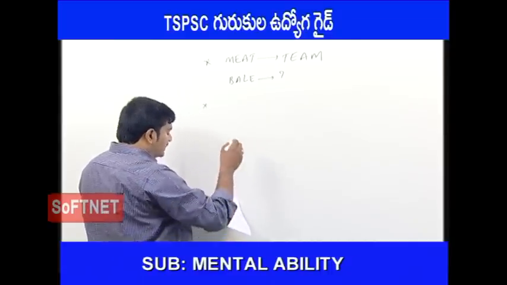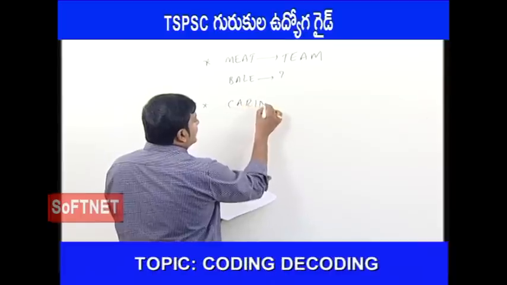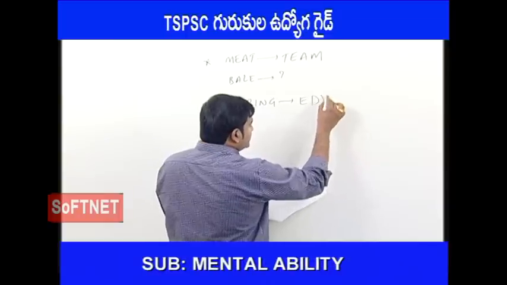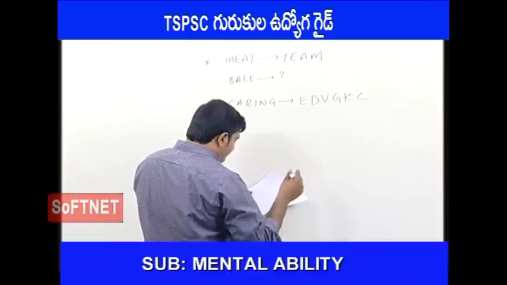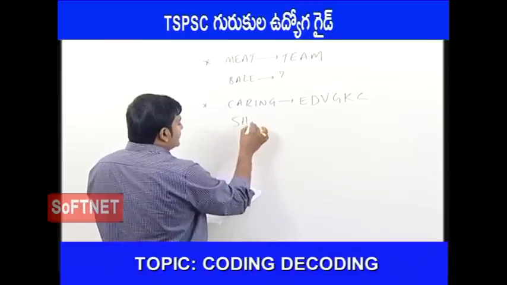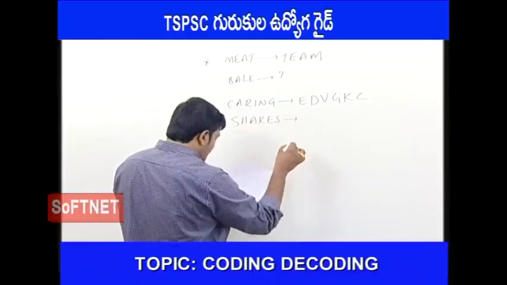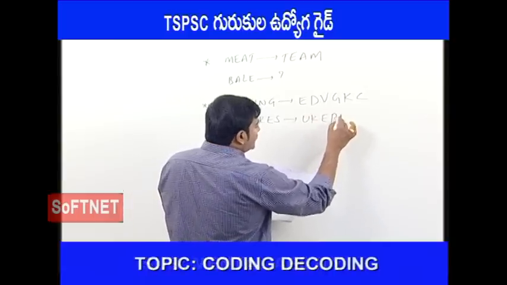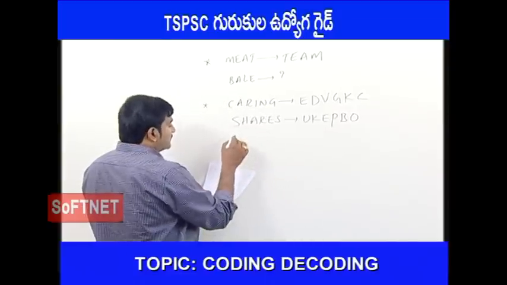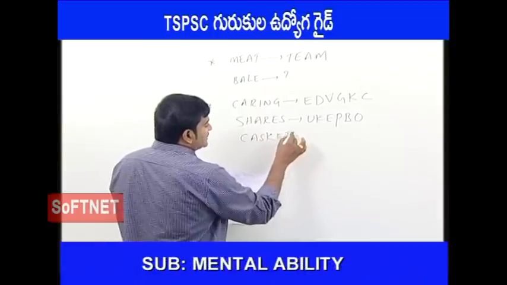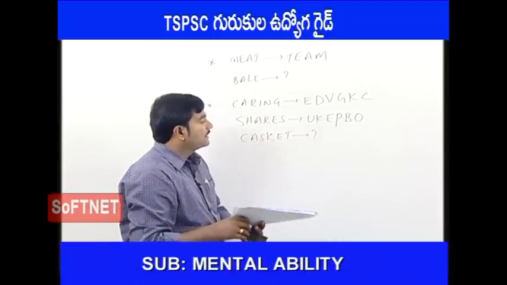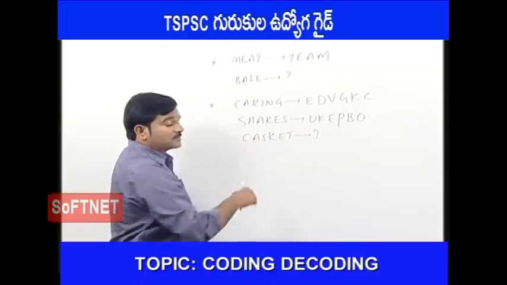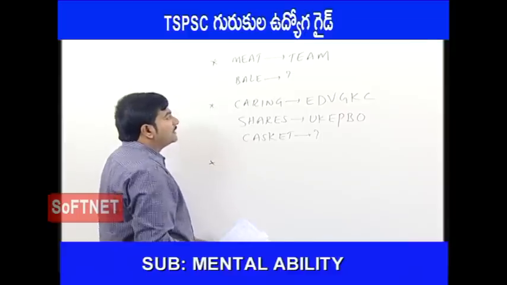In a certain code language caring, CARING, caring is written as EDVGKC. And similarly in a certain code language shares, SHARES, shares can be written as UKEPBO. Then what is the code for the word casket? CASKET. What is the code for the word casket? Okay, so here he given two words, given coding word for 2 letters, he asked to find out for 3rd letter. Okay, similarly we can take one more question.